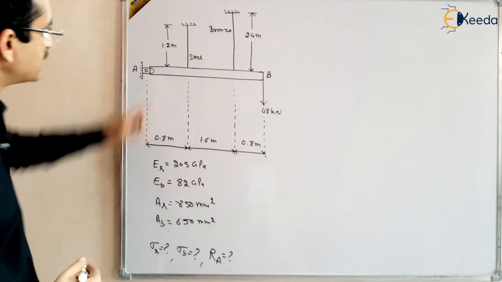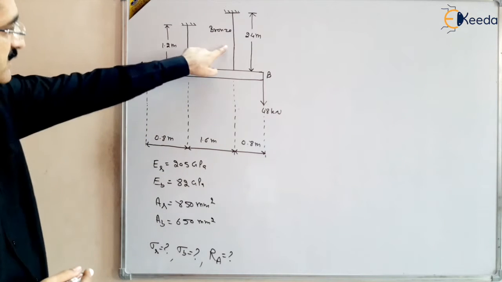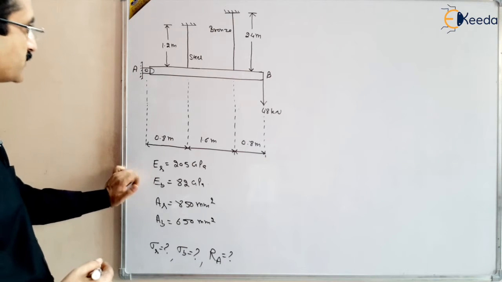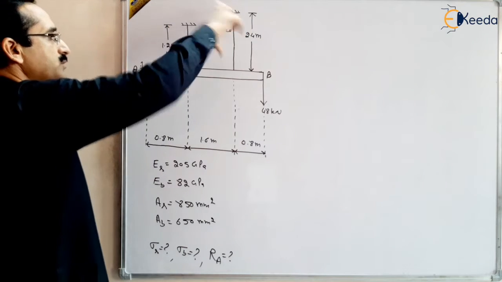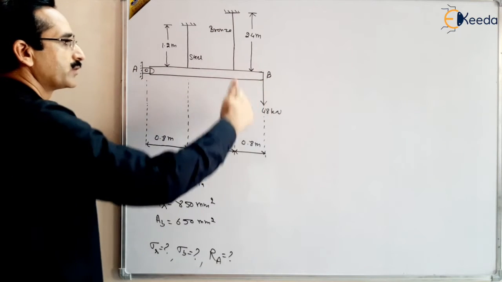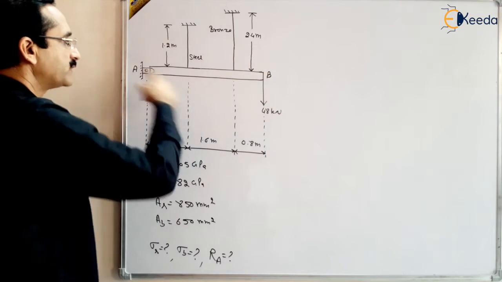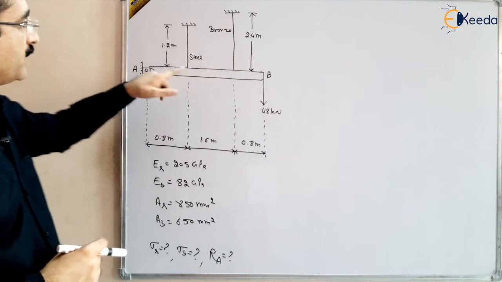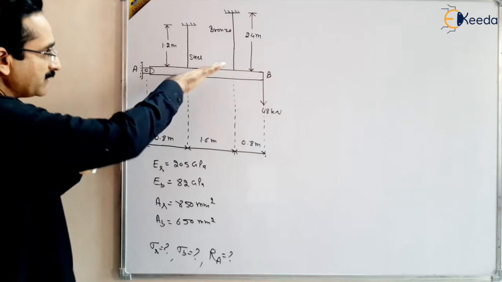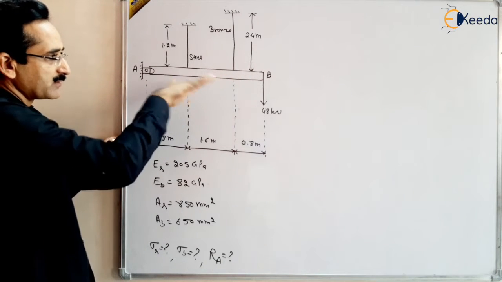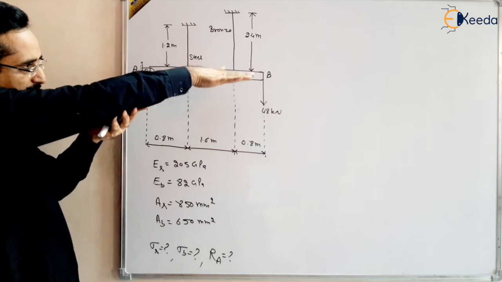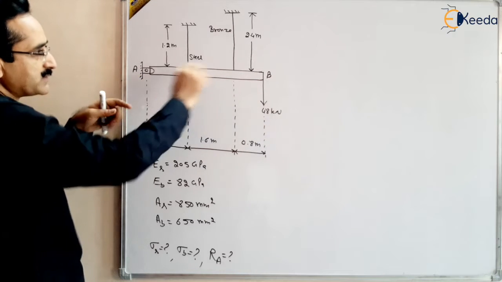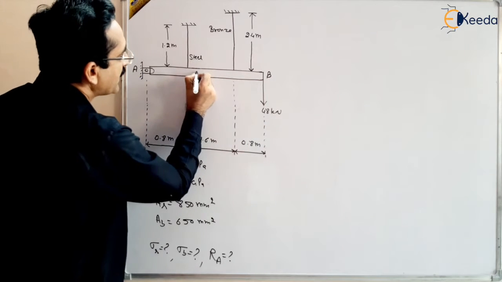And the area of cross section of steel is given, area of cross section of bronze is given, Young's modulus of elasticity of steel is given, and Young's modulus of elasticity of bronze is also given. Length of the steel bar and bronze bar is also given, and a 48 kilonewton load is applied at the end B of this rigid bar. As this is a rigid bar, there will be no curvature in this bar. After deflection, it will remain a straight line because this is a rigid bar, right?